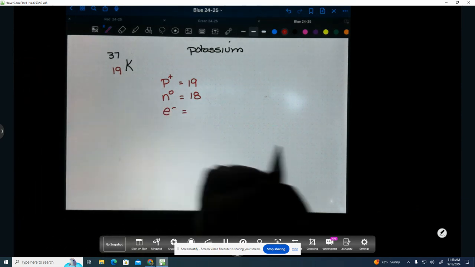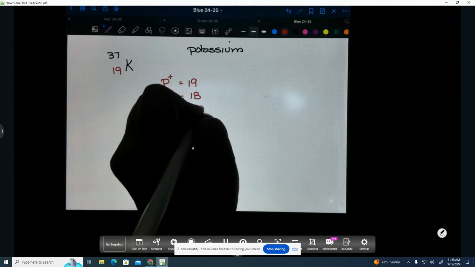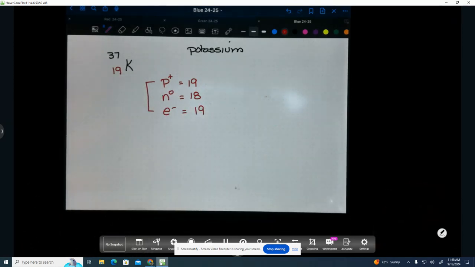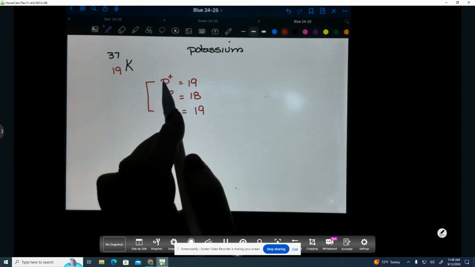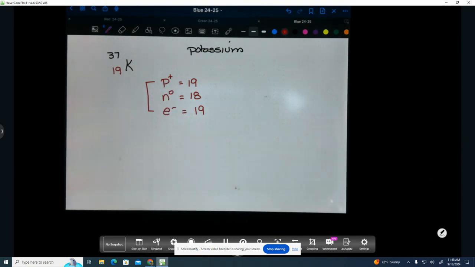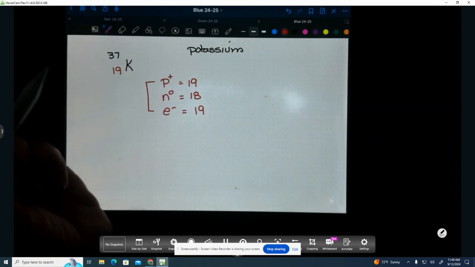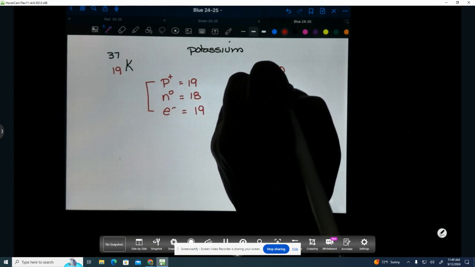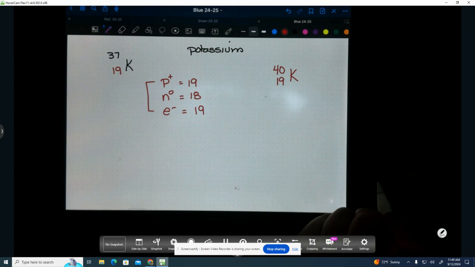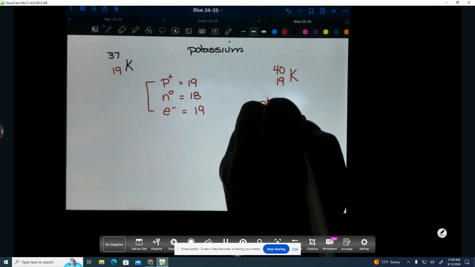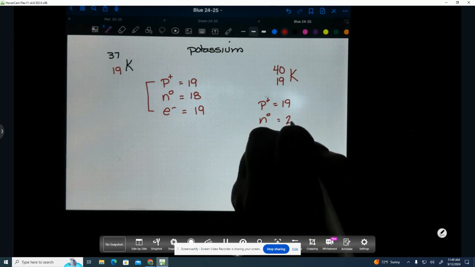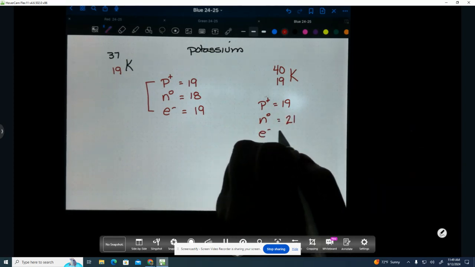How many electrons does it have? 19. Because the protons and the electrons are going to be equal to each other. Because the positives and the negatives cancel in a neutral atom. Right now, we are only doing neutral atoms. We have not talked about any atoms that have charges. All right, so you can see now that this 19 and 18 are not the same. What about if I did 40 and 19? The proton number is still 19. The neutron number is going to be 21. And the electrons are still going to be 19.